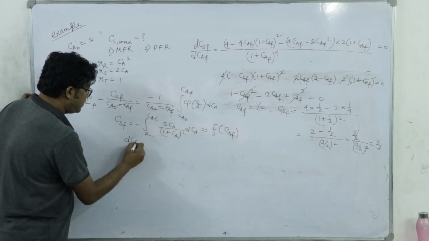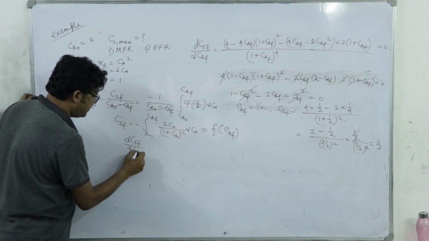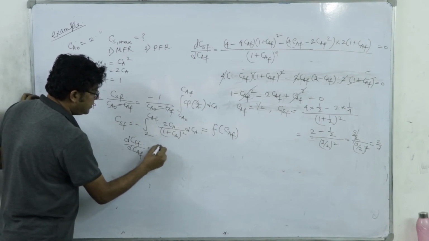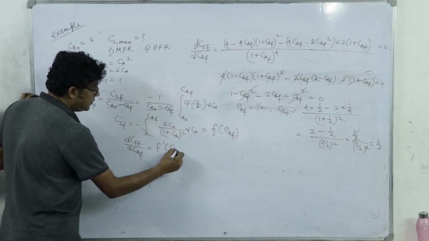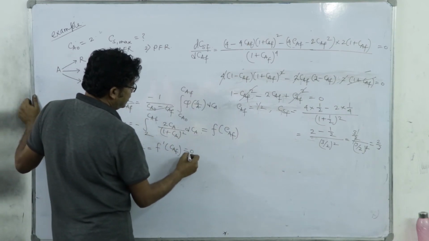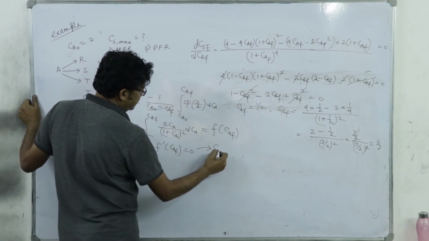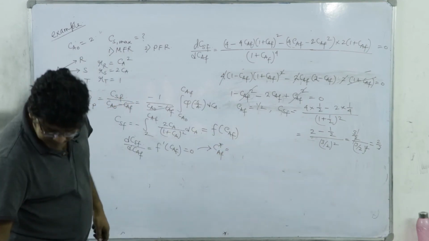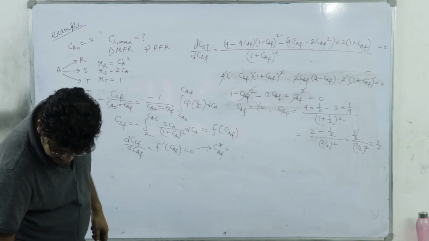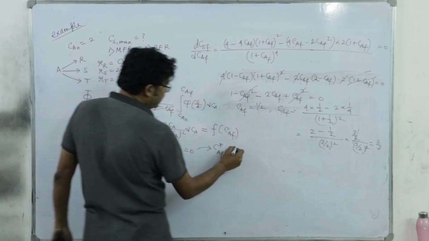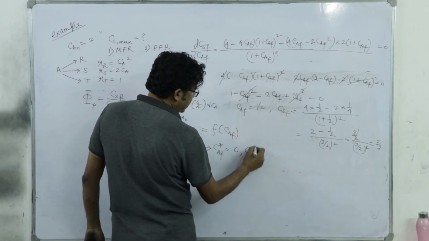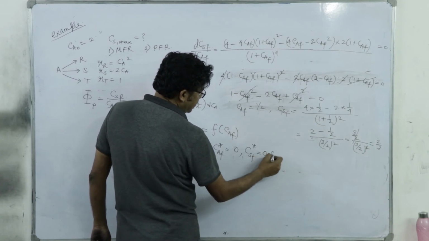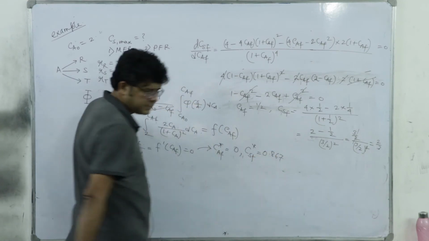Next you have to take the derivative, which is f prime CAF equal to 0, and solve for this CAF optimum, which will come out to be 0. You can check it out, and CSF is equal to 0.867.